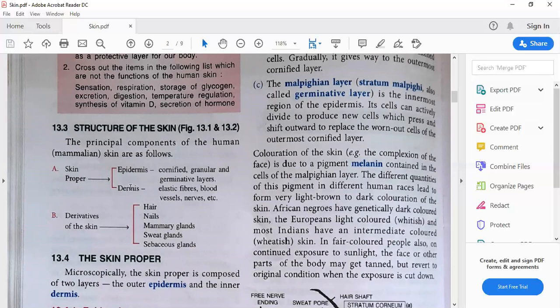Now derivatives of the skin, skin से ही जो जो और चीजें निकली हुई है, like hair, you will be seeing hair. Okay, then there is nail, like toes में, fingers में you have, then there is the mammary gland. Okay, then there are sweat glands, sebaceous glands, like you will see a lot of oil comes out from your skin, after sweat.